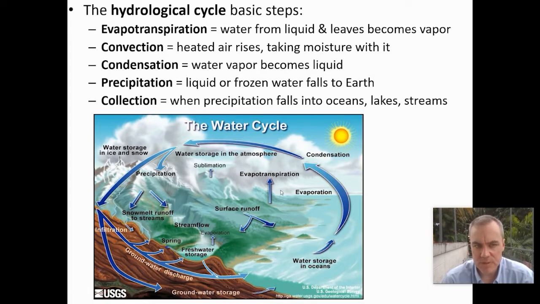And the last step is collection. When the precipitation falls, where's it going to go? Well, it's going to fall eventually into oceans, lakes, streams, rivers, etc. If it goes onto the land, it could end up in the ground underneath. We'll talk about underground collection as well. You can store water in the ground as well. We'll talk about that. Okay, so evapotranspiration, convection, condensation, precipitation, and collection. Those are the 5 steps in the hydrologic cycle.